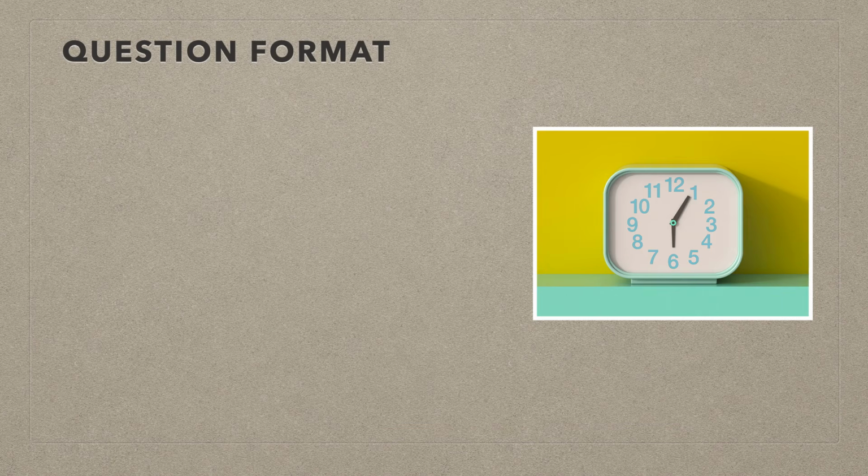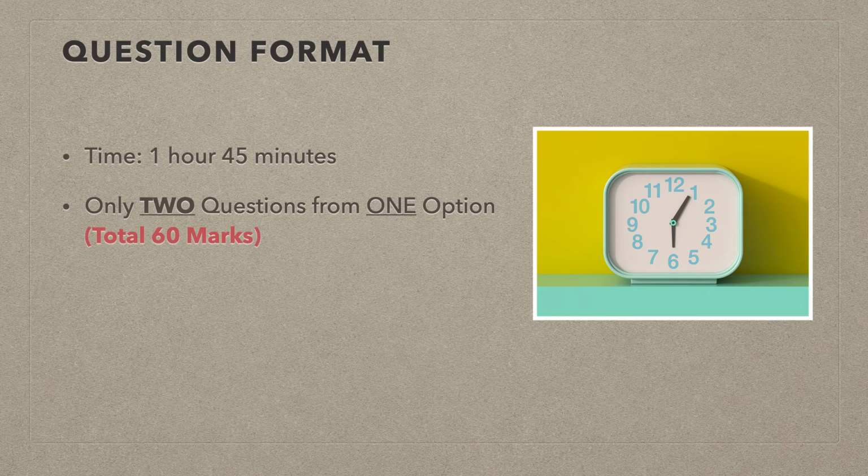So, here is the question format. The duration of the paper is 1 hour and 45 minutes. This is the time you are required to answer both the two questions from one option only. You cannot do one question from European option and another one from the international option. You must answer both questions from the same section only.